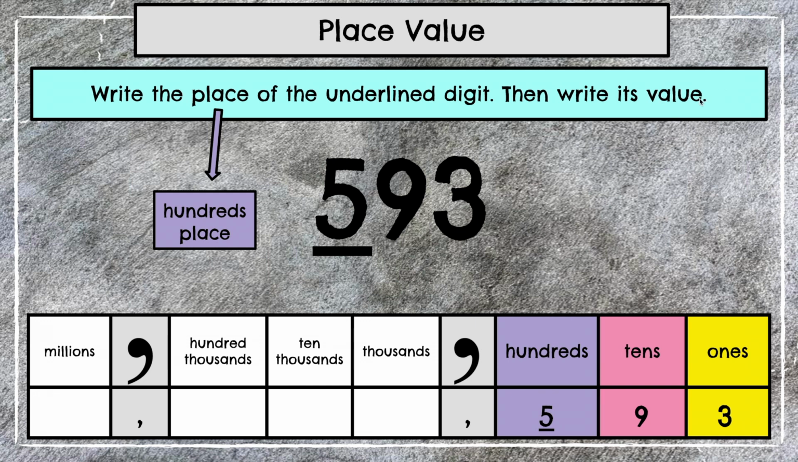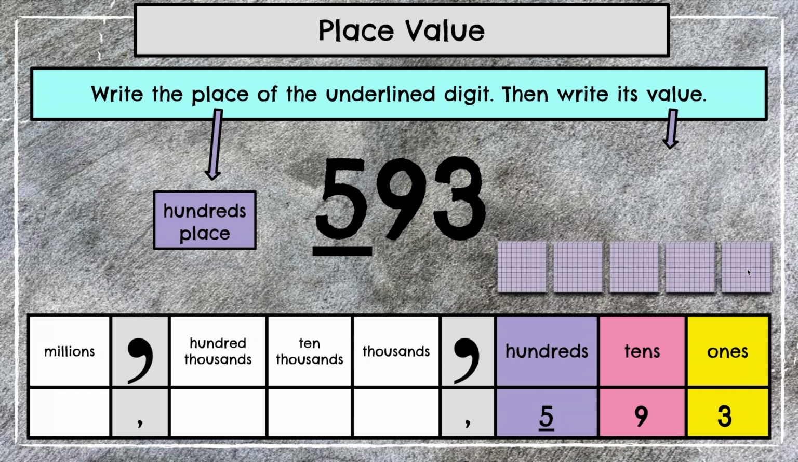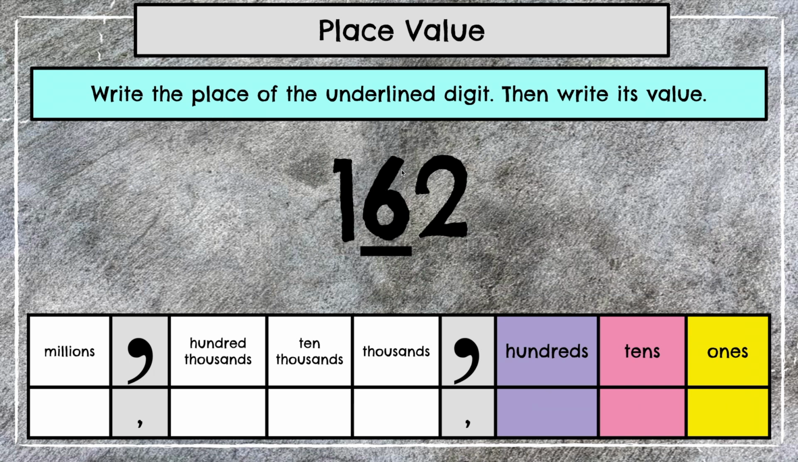Now let's determine the actual value of this 5. This 5 is not worth just 5. This 5 is in the hundreds place, which means it's actually worth 5 hundreds. So when we draw out 5 hundreds, we get 500 as the actual value of this digit in the hundreds place. So it's not worth 5. This digit is worth 500. A lot more than just 5 ones.